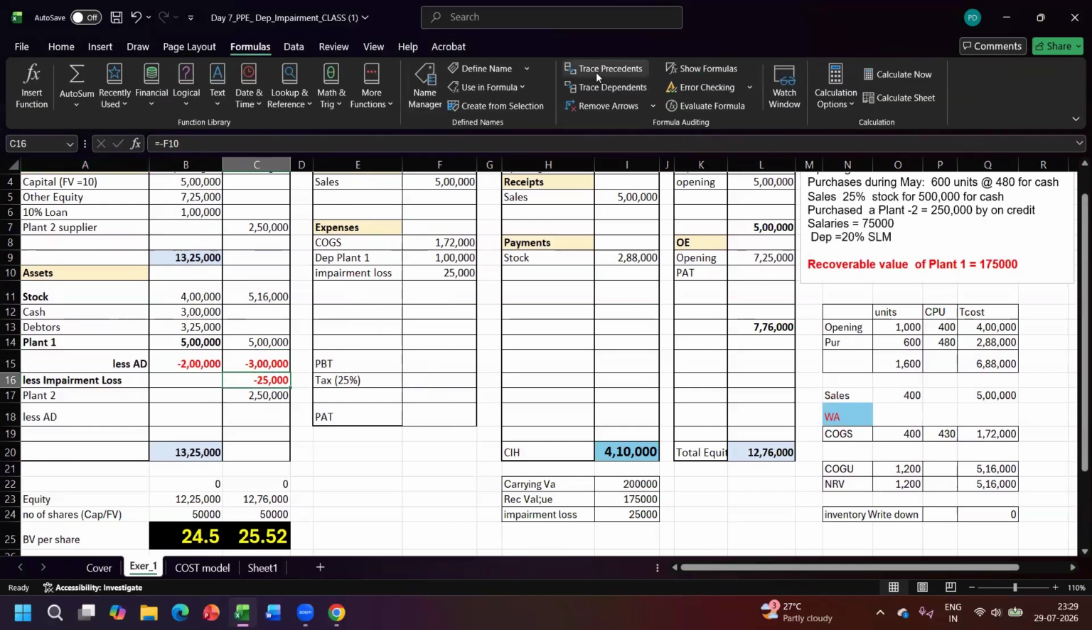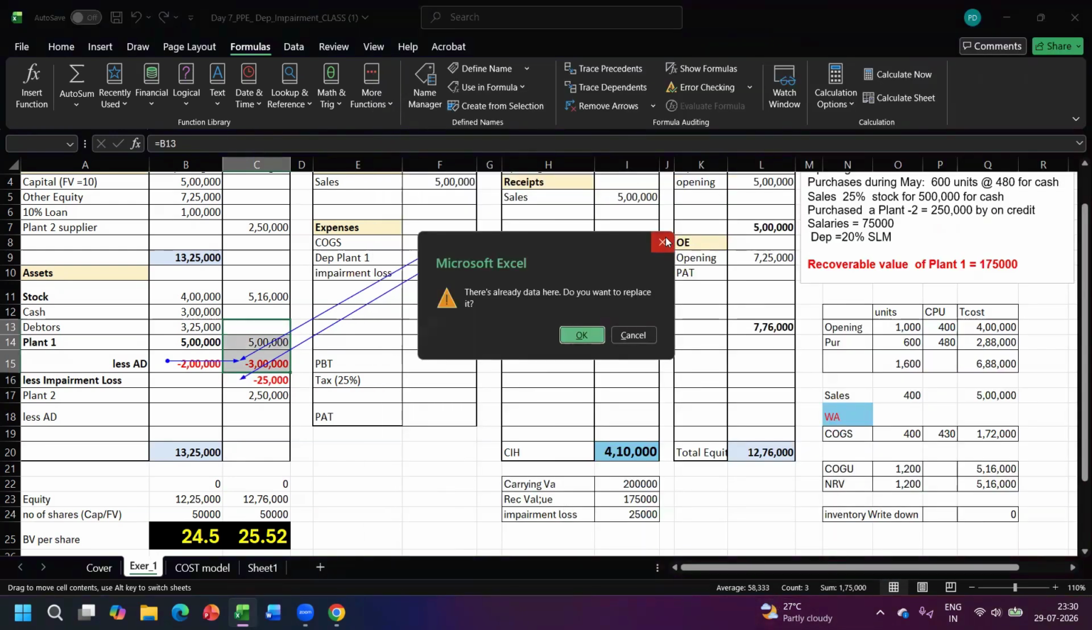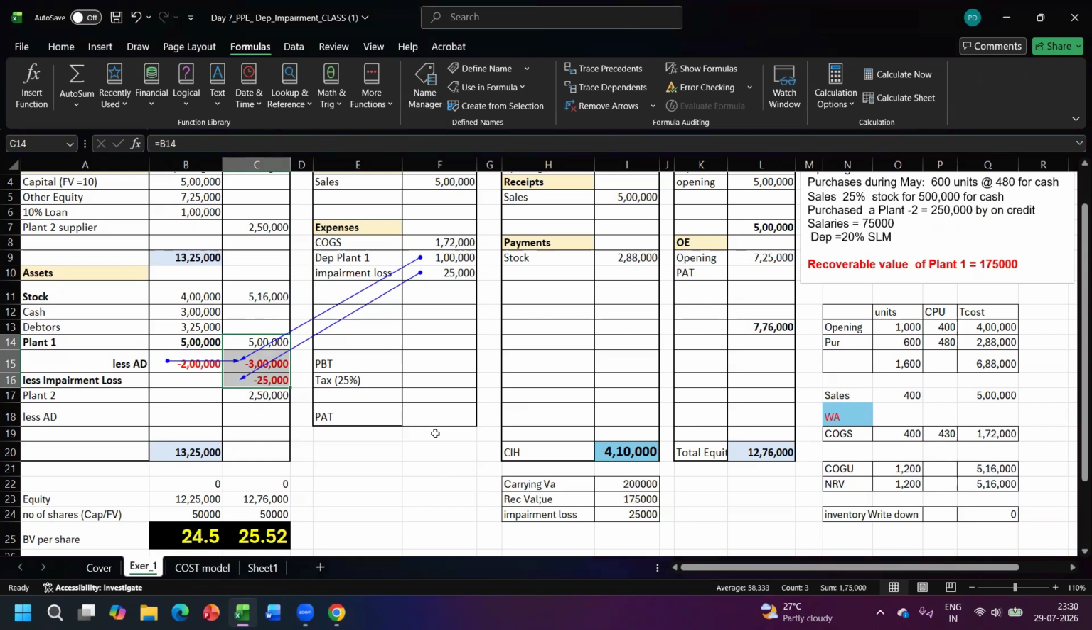We can see that accumulated depreciation 300,000, impairment 25,000, original cost 500,000. So the net value of the asset by the end of the year is equal to recoverable value. And this impairment loss is as per Ind AS 36. This depreciation is as per Ind AS 16.